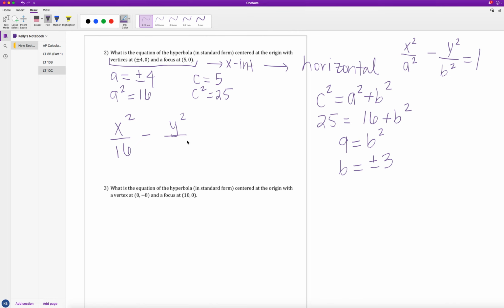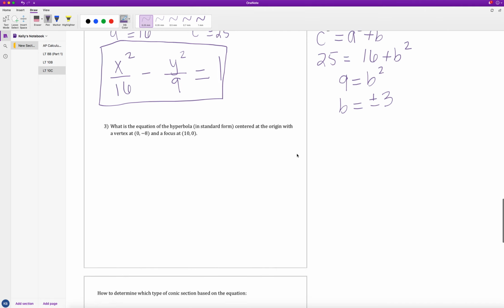So since b squared is 9, I can sub in and I get x squared over 16 minus y squared over 9 is equal to 1. And that will be our final answer there for our equation of the hyperbola with vertices at plus or minus 4, 0, a focus at 5, 0, that is centered at the origin. Okay, why don't you guys try our third example?